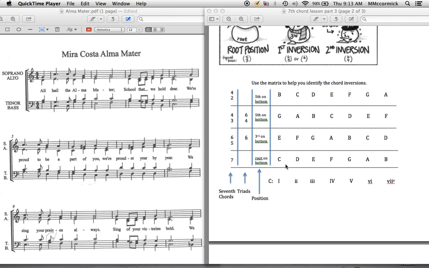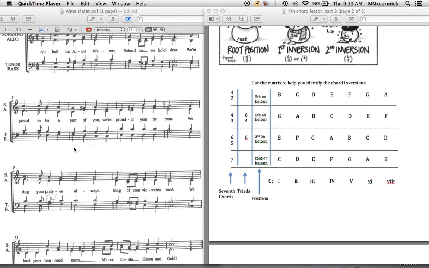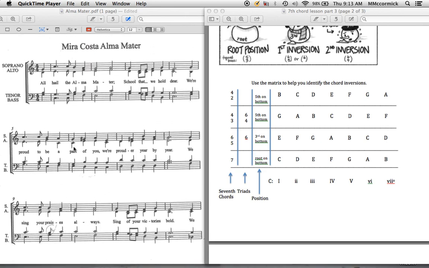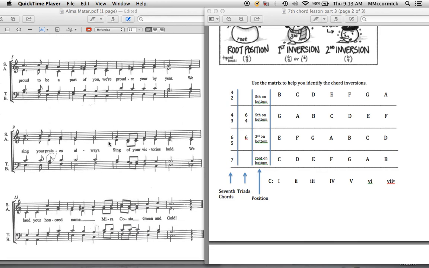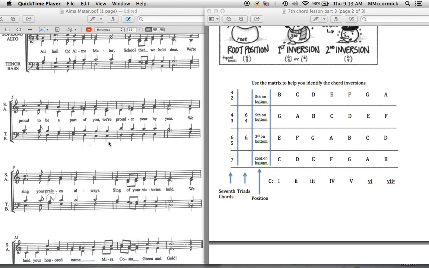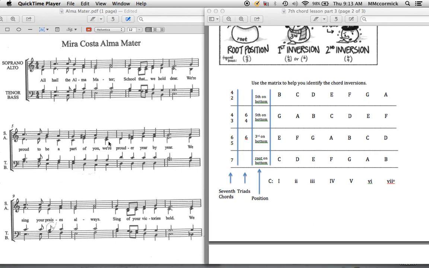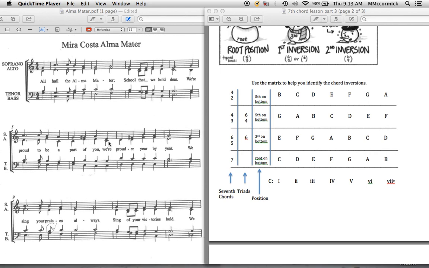Okay, so let's go over here and we're going to use the Miracosta alma mater to get some practice with this. So I would think that just about all of you probably have heard the alma mater. Maybe not if you're younger. An underclassman at Costa, you may not have heard it. Man, you might be a senior and never heard the alma mater. Anyway, let me play it for you on the piano.